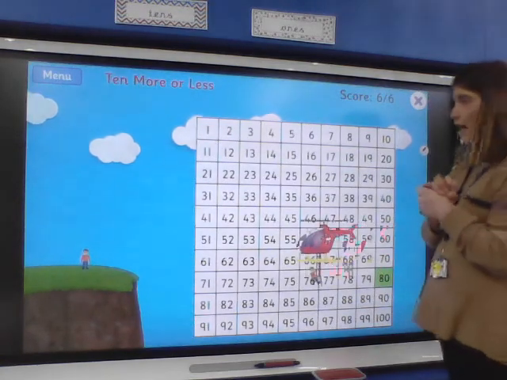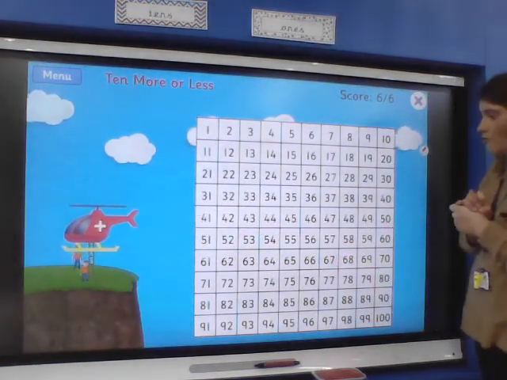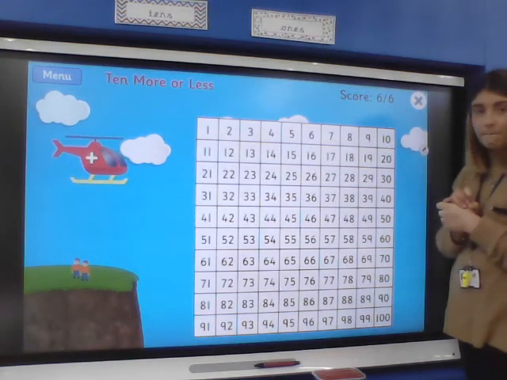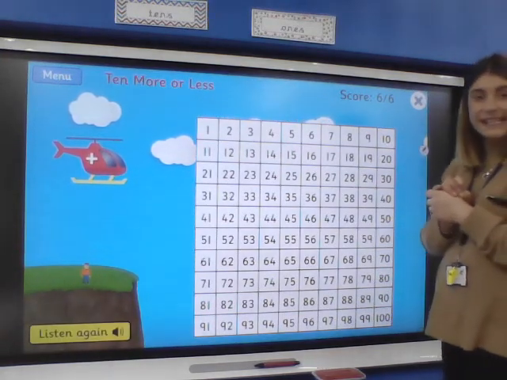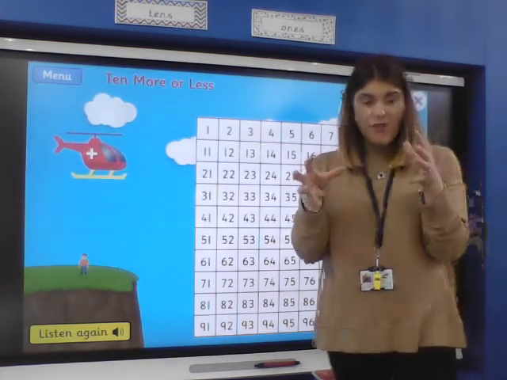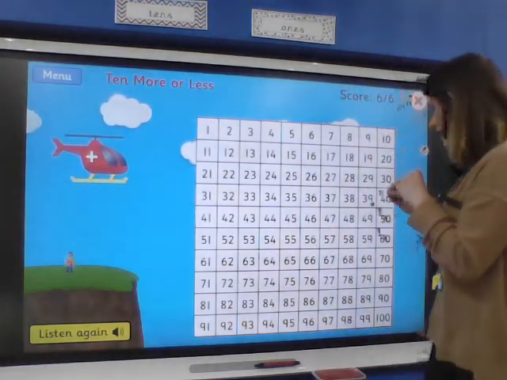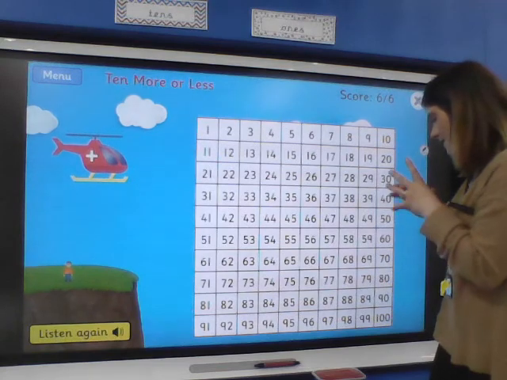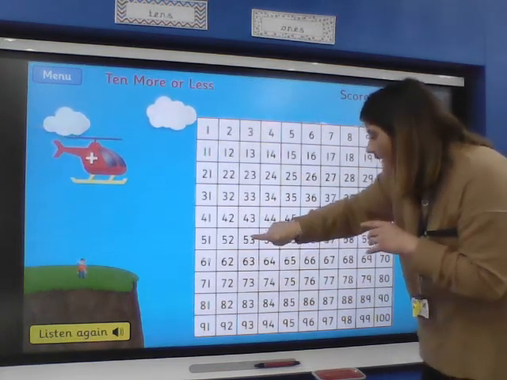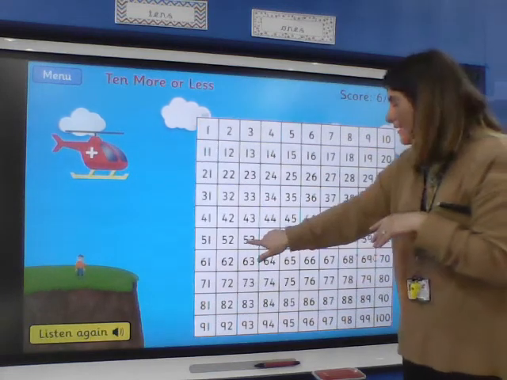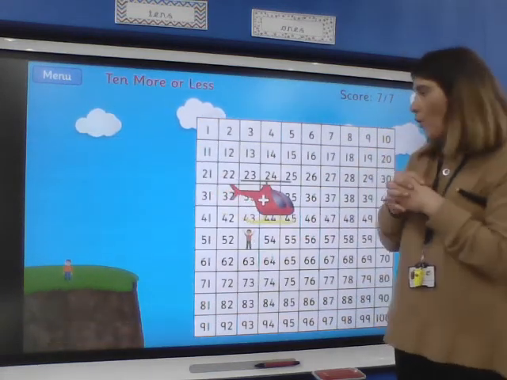We'll do one more together before you can have a go at home. What is 10 less than 63? 10 less than 63. So we know it's going to end in 3. So 63. Let's find the 60s. So here's the 60s row. The 3 column, 63. 53 is 10 less. 50s come before the 60s.